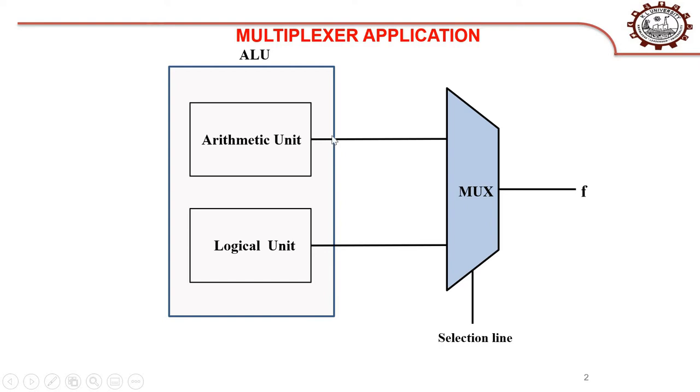For example, if an arithmetic operation is selected, then the selection line will become 0, and whatever arithmetic operation you perform will go to the output. That means only the arithmetic operation will be selected. If you want to do a logical operation from the logical unit, then this selection line becomes 1. Whenever this becomes 1, the logical unit will provide the output. That means whether the arithmetic unit or the logical unit provides the output through the multiplexer is decided by the selection line.